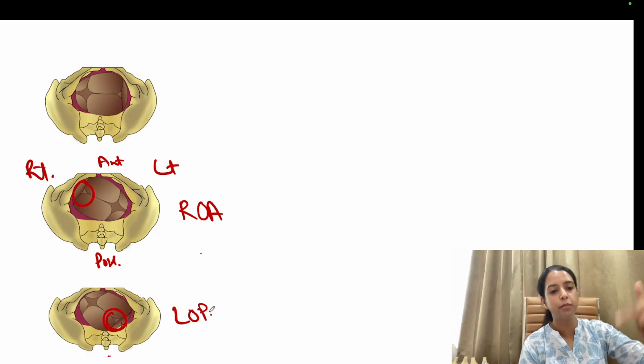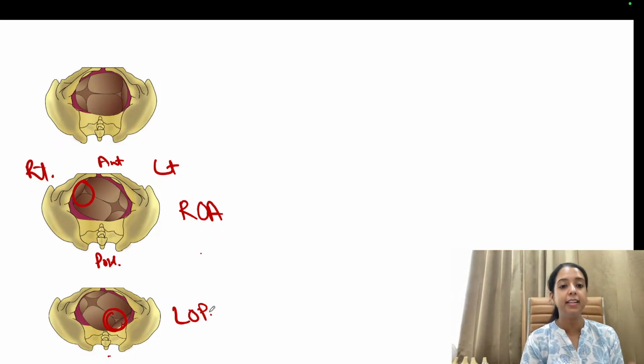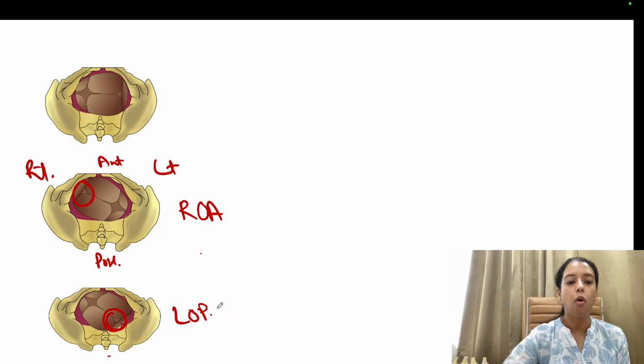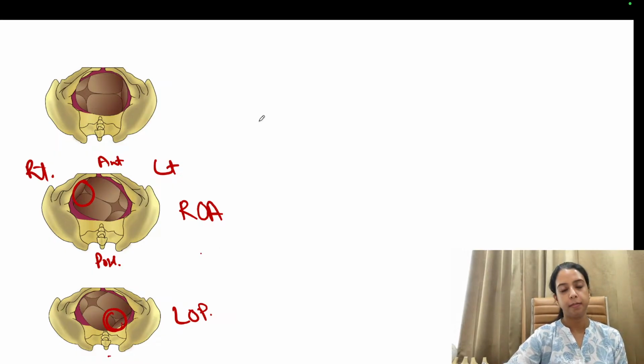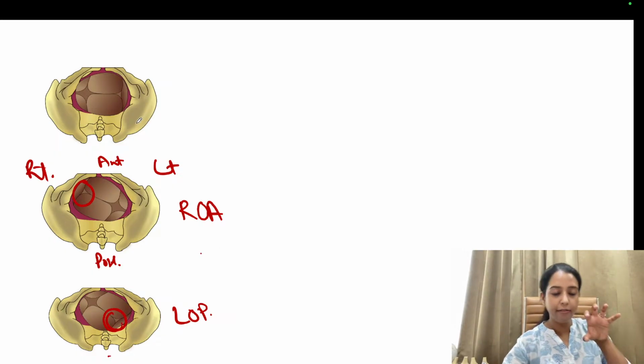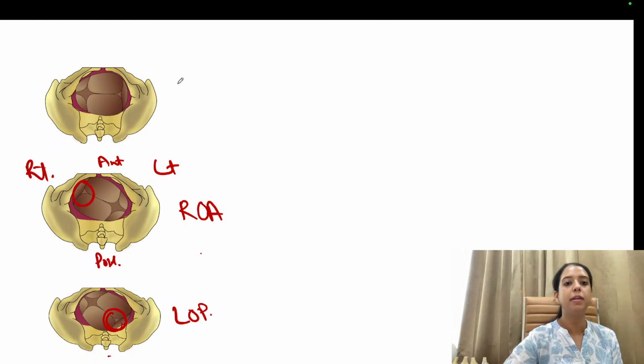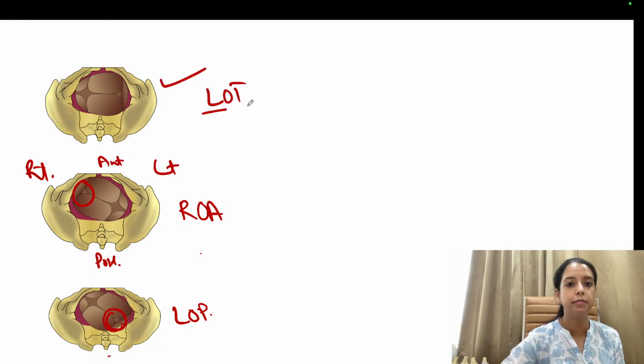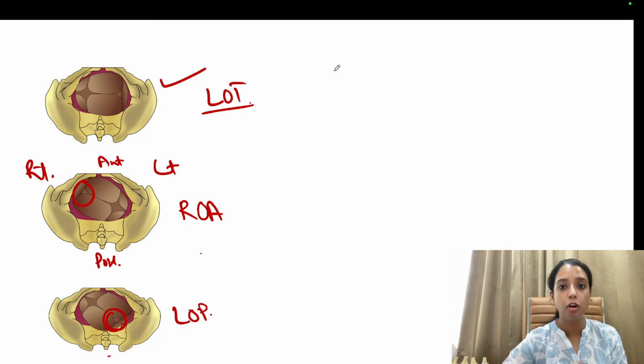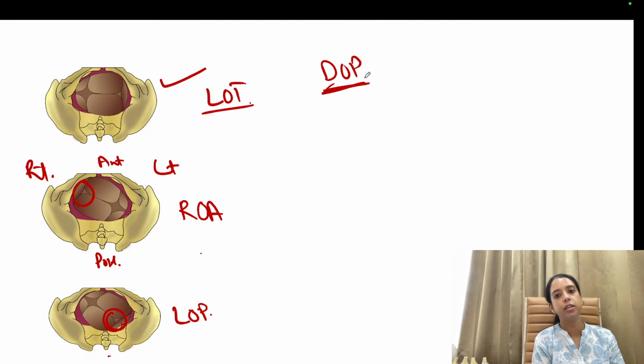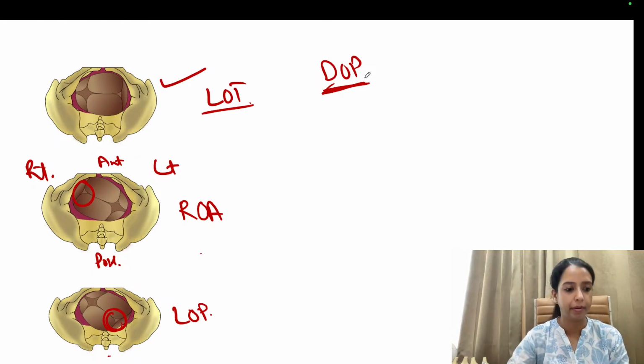First see the occiput, see in the pelvis where is the anterior segment, where is the posterior segment, and see the right and left. Done. Which is the least common presentation? See, the most common when the fetus is entering is left occipito-transverse. The least common is direct occipito-posterior.